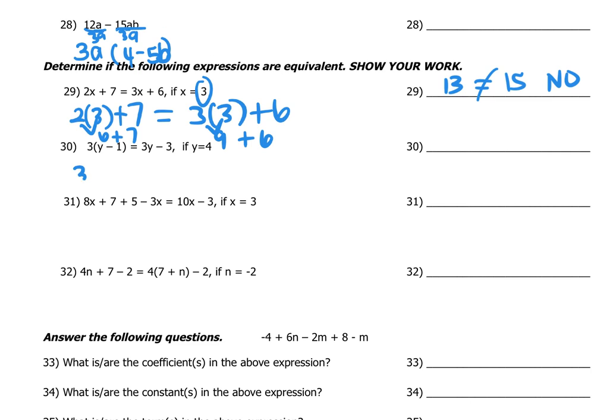In number 30, we'll plug in 4 for y on both sides. 4 minus 1 is 3, and 3 times 3 is 9. 3 times 4 is 12, and 12 minus 3 is 9. So yes, they are equal or equivalent expressions.